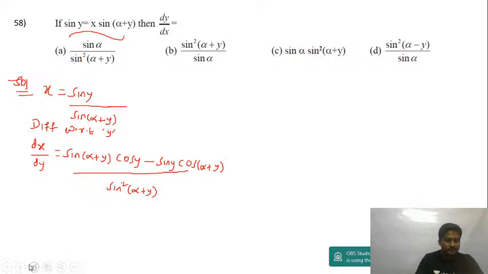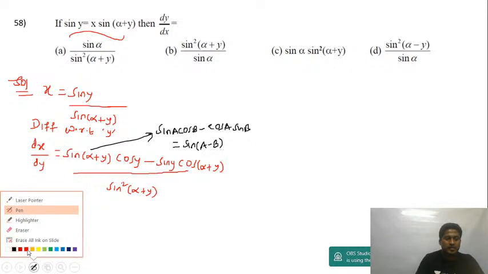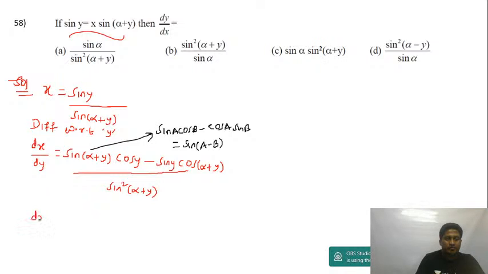Now this is of the form sin A into cos b minus cos A into sin b, that's equal to sine of A minus b. So I'll use that compound angle formula. dx per dy is equal to sine of A minus b, which will be equal to alpha plus y minus y upon sine square of alpha plus y.